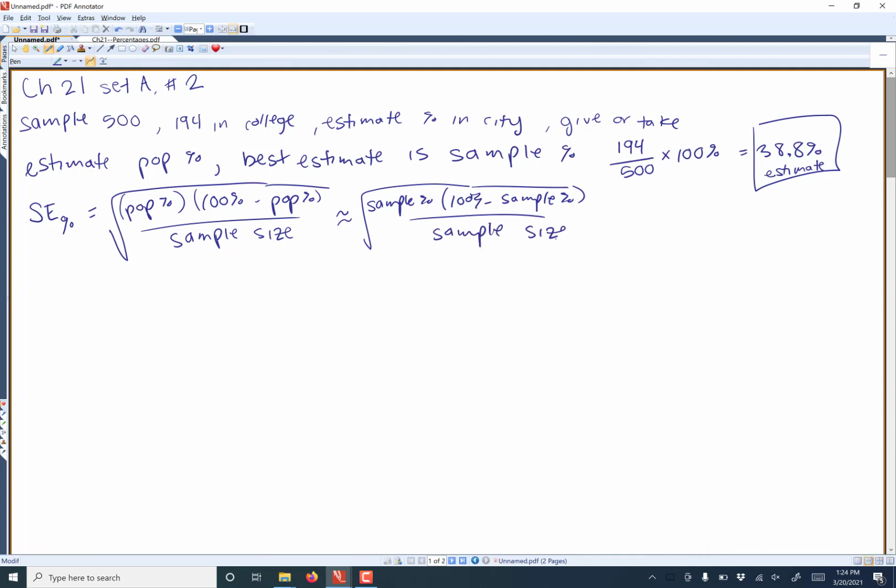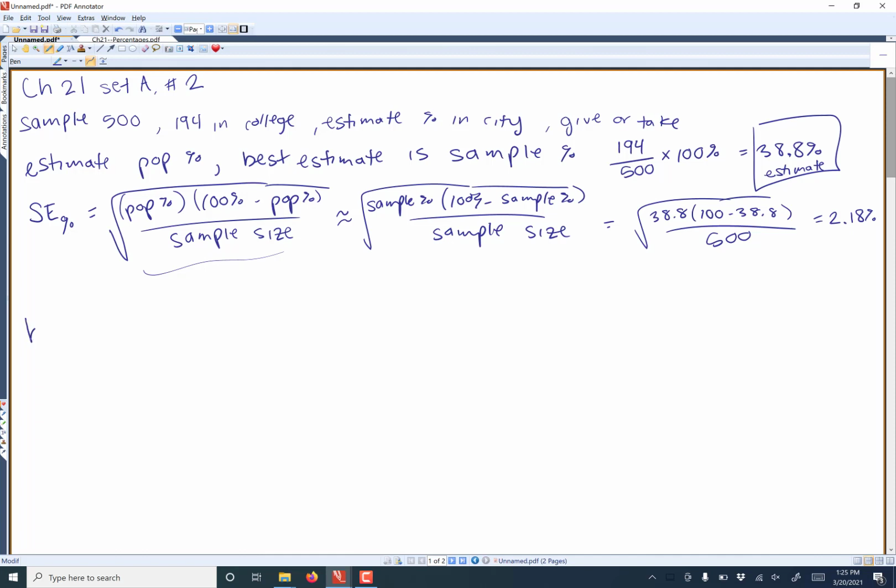Now on the exam, we're not going to write these two different formulas. We'll just write this one, and you can remember to use your sample percent if that's what you have. So with the square root, my sample percent is 38.8, and we'll do 100 minus 38.8 all over my sample size of 500. Don't forget to have enough parentheses on here to make everything work. And if I put it in correctly, I get 2.18% as my standard error.